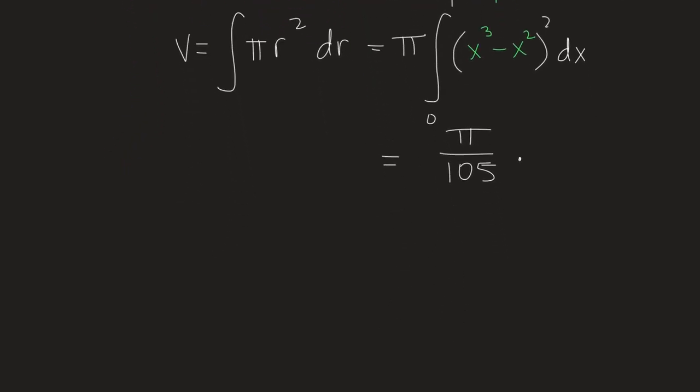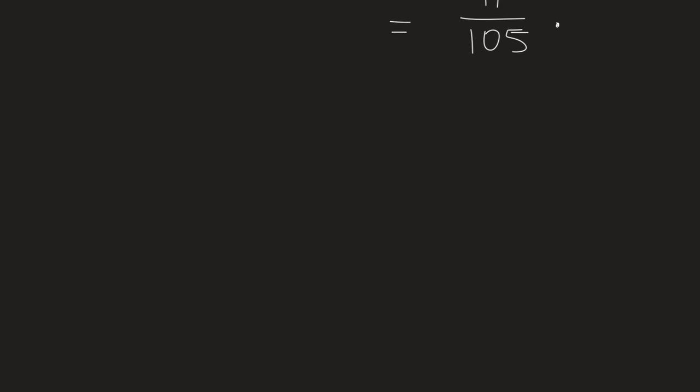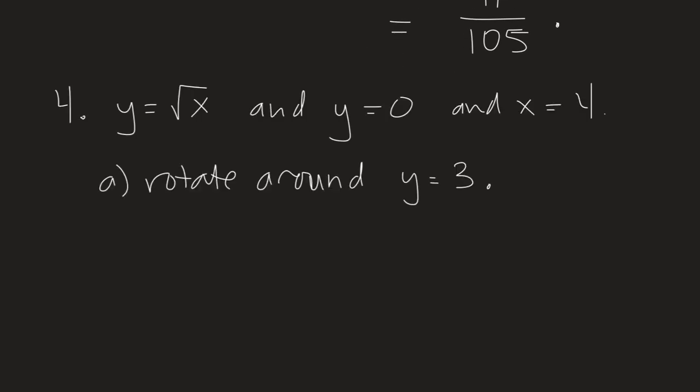So let's make up an equation real quick. Actually, it's from your worksheet. So we have the equations y equals square root of x and y equals 0, right? That's the x-axis, and the line x equals 4. So let's graph this situation here.